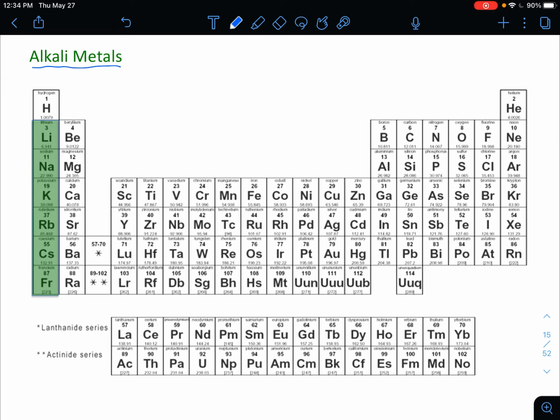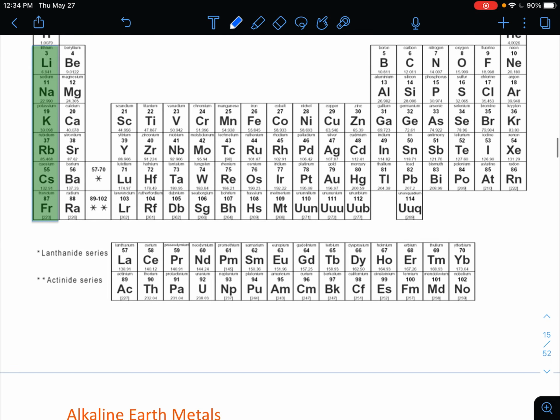So you don't need to memorize any of the information that's on the periodic table, but knowing these group names, that's something important just because I'm going to refer to them by these names. So you should learn these names. Okay, so the far left column, those are the alkali metals.